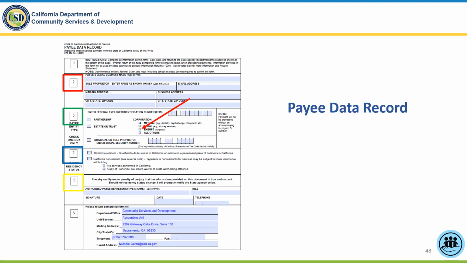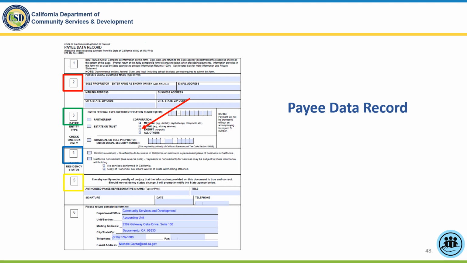A completed payee data record is required of all applicants. Even if you have filled out the payee data record in the past for CSD or another state agency, you must complete a new one for this funding. A few things to consider with this form. First, as indicated in the box outlined in red at the top under 2, enter your organization's full legal business name, email address, mailing address, and business address.